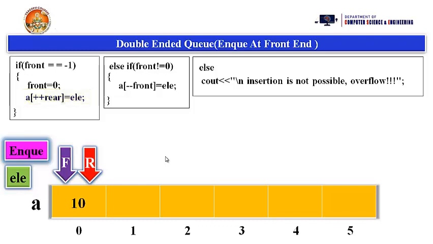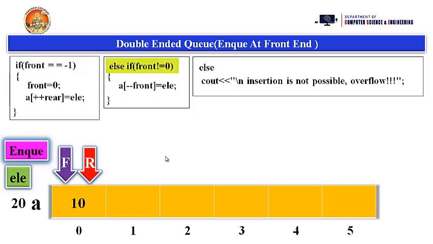Then I want to insert one more element, 20. So check the condition. If front equal -1, no, front is pointing to the 0th location. This front equal -1 condition will be satisfied when you insert the element for the first time in the queue, that is, when the queue is empty. But the queue consists of some element here, so the condition is false.